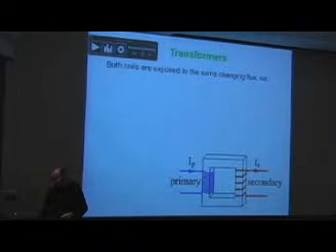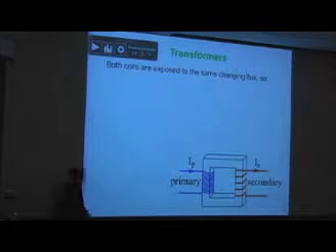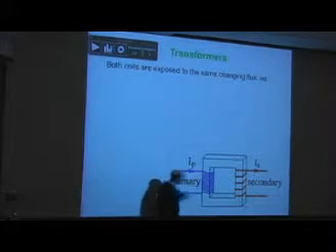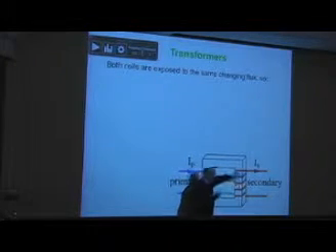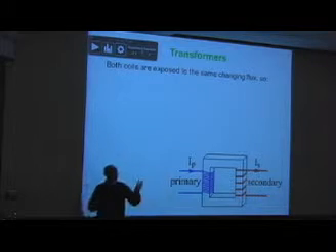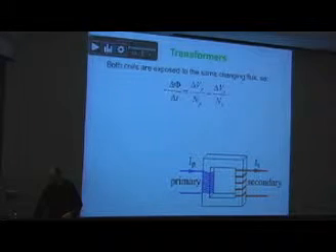Okay, so we're exposing both coils to the same changing flux. We're approximating here. We're going to lose a few of the field lines. Some of the field lines we generate over here are not all going to pass over here, but let's say we get 99.9%. Let's call it 100%. Let's just assume we get all of it over there.